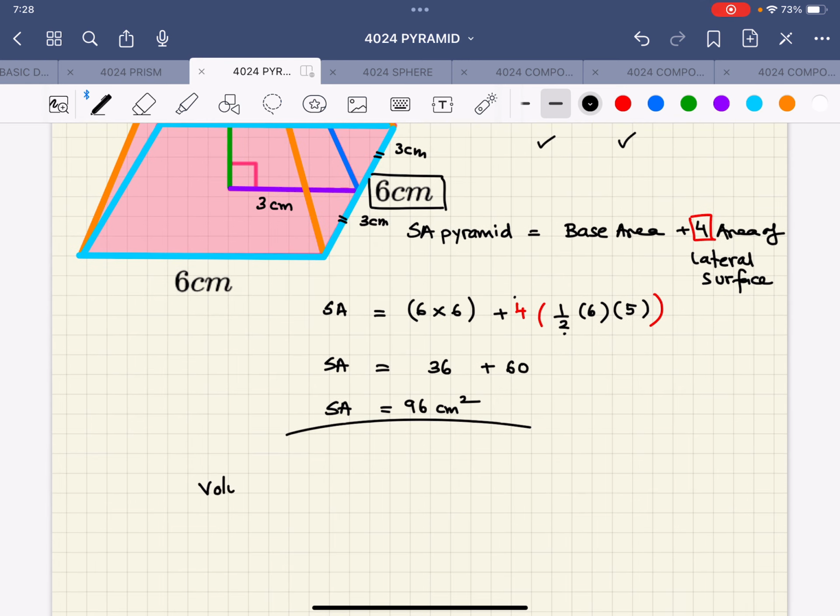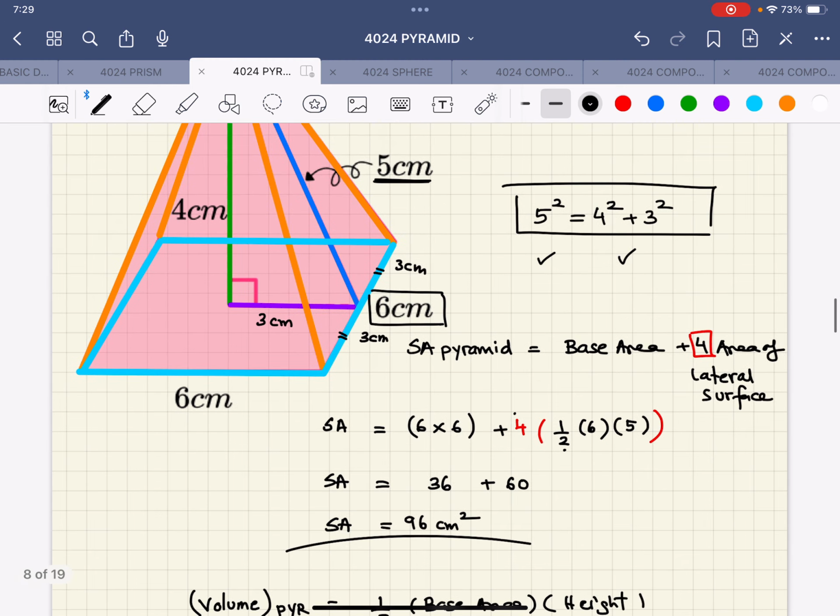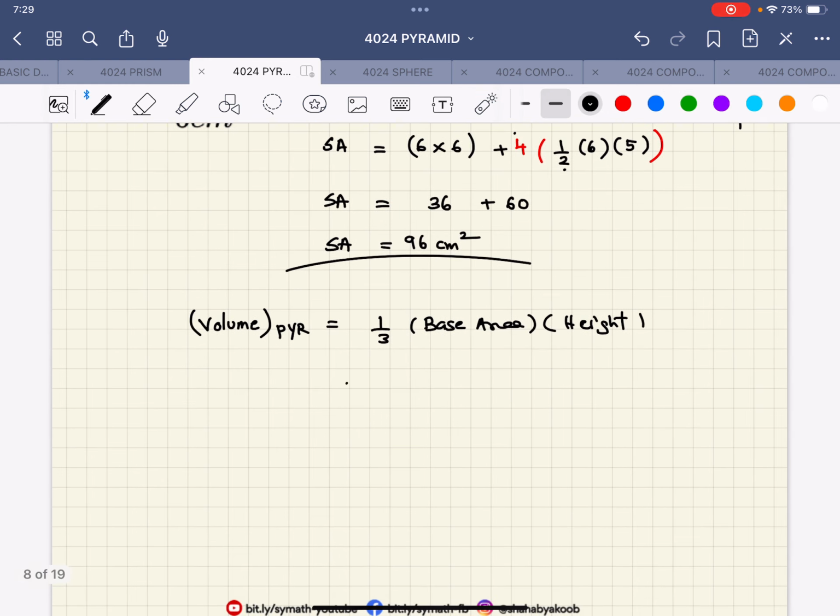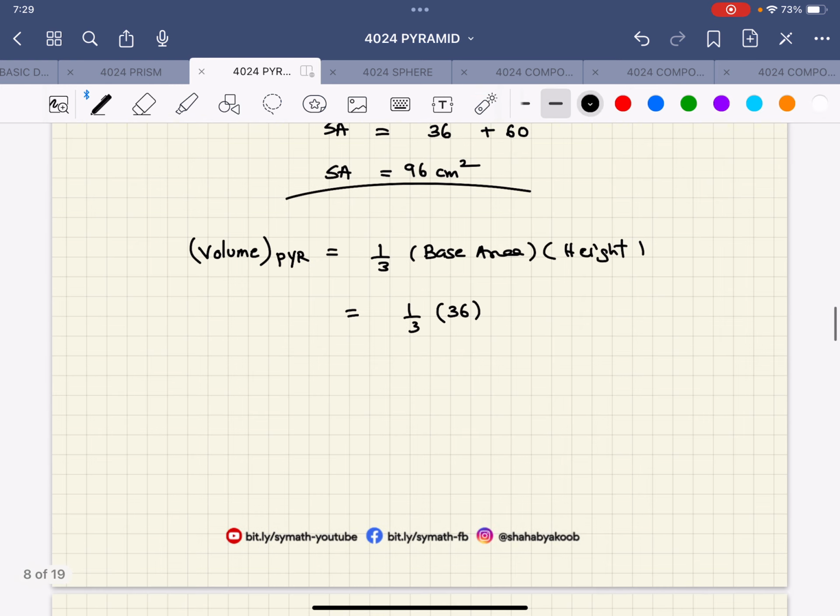What about the volume of this pyramid? That is 1/3 base area multiplied with perpendicular height. What is the base area? The base area was just calculated. That is 6 by 6, which is 36. So this is 1/3 into 36 into the perpendicular height, that is 4 over here. So let me write 4 over here. Therefore, 12 into 4, which comes out to be 48 centimeter cube. That is the volume of this pyramid.